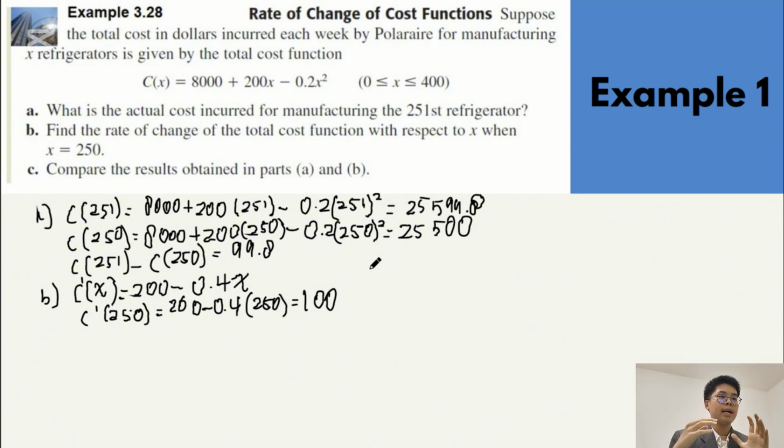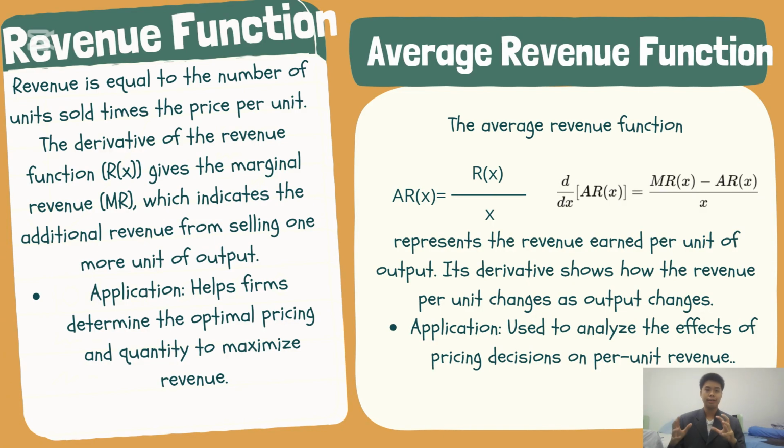And why is there a slight difference between part A and part B? Part A is 99.8 while part B is 100. Because the cost function 8,000 + 200x - 0.2x² is a curve, we use the differentiation of this cost function to find the additional cost as an approximation. Next, the revenue function.